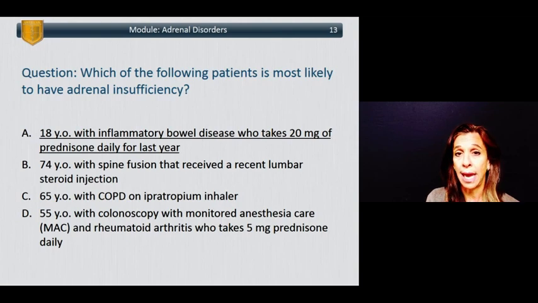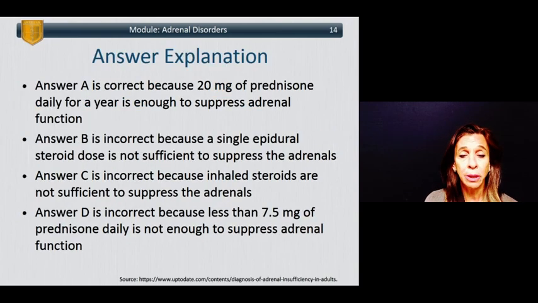And the answer is A, the 18-year-old with inflammatory bowel disease who takes 20 milligrams of prednisone daily for the past year. Answer A is correct because 20 milligrams of prednisone is enough to suppress the adrenal function. Answer B is incorrect because a single epidural steroid dose is typically not sufficient to suppress the adrenals. Answer C is incorrect because inhaled steroids typically are not sufficient enough to suppress the adrenals.